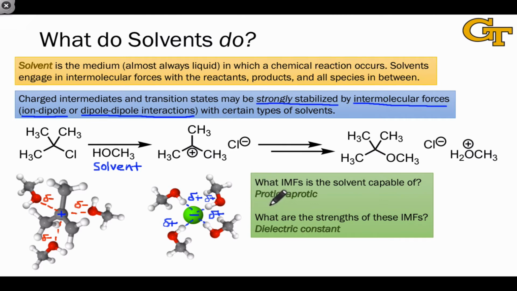The first is, what intermolecular forces is the solvent actually capable of? This comes down to hydrogen bonding versus purely dipole-related forces. Solvents that can engage in hydrogen bonding are called protic. They're called protic because they have proton-like hydrogens attached to highly electronegative atoms like oxygen and nitrogen. Solvents that are incapable of hydrogen bonding are called aprotic.